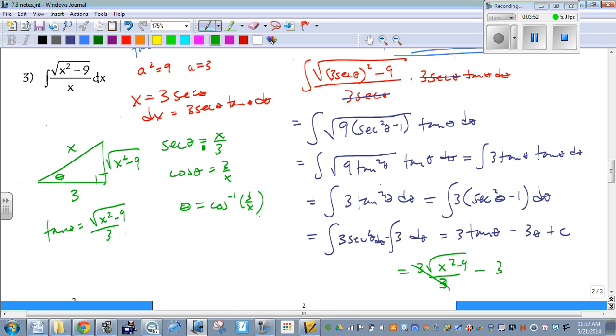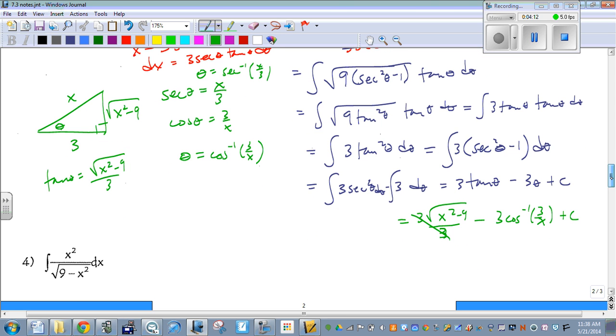Or we could do the same thing over here. We could say that theta equals the inverse secant of x over 3. Either one of these would be appropriate. So I'm just going to go ahead and use the cosine one. But if you wrote inverse secant of x over 3, that's going to give us the same thing. So I'm just going to go ahead and erase these two here. And this is our final answer for number 3.